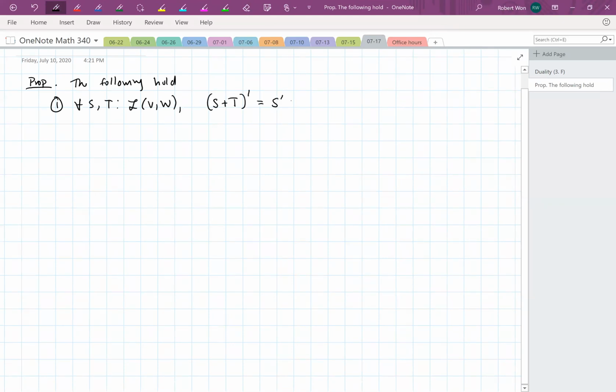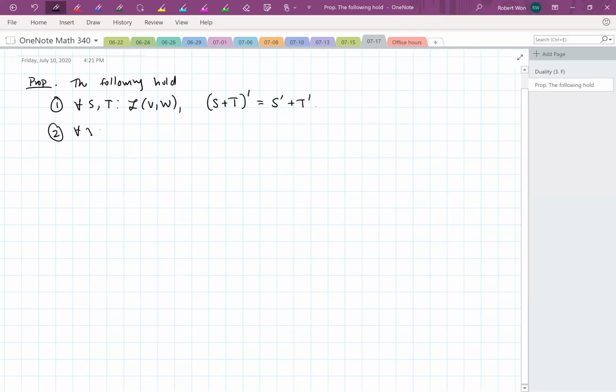Okay, and the first proposition basically says that this process of taking duals respects these operations. So the following hold. 1. For all S and T linear maps from V to W, if you take S plus T, that's a new linear map, and you take its dual, that's the same thing as the dual of S plus the dual of T. Right, so the process of taking duals respects addition.